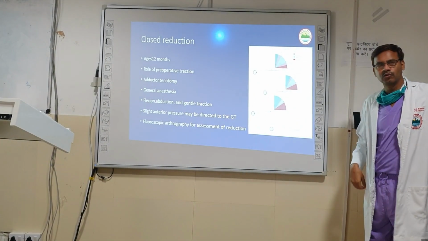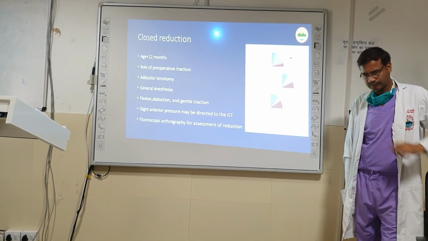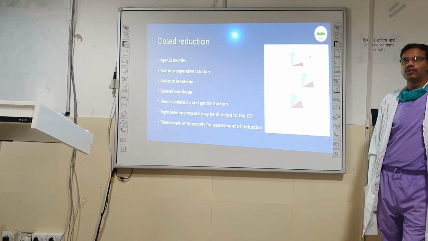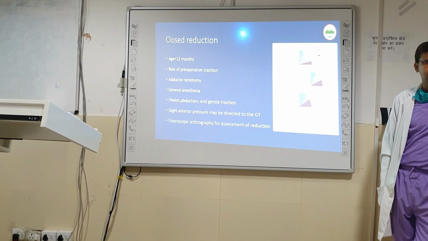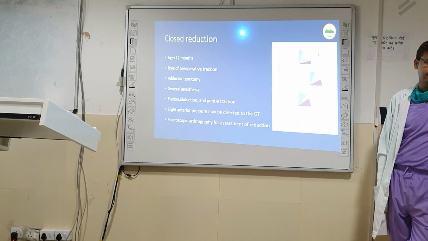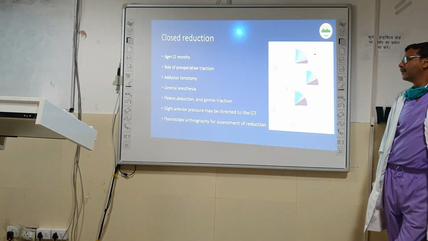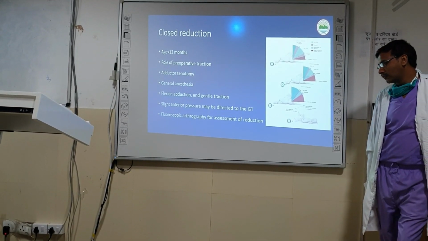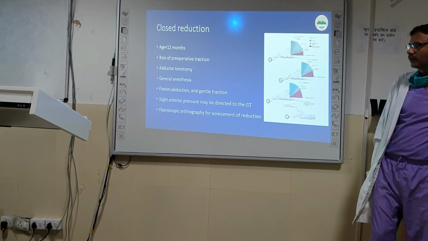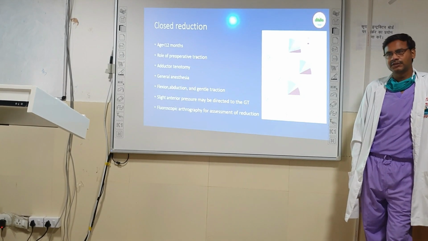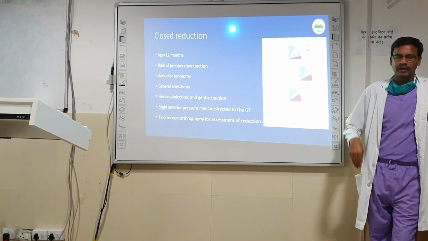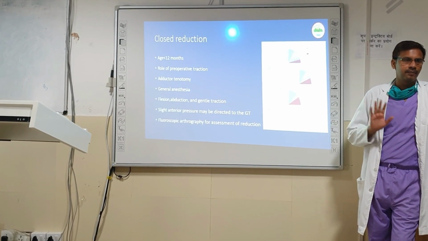Now we will talk about the closed reduction. Closed reduction is possible usually up to only 1 year of age and sometimes up to 1.5 years of age, but rarely. Now there are some schools of thought which say that there is a role of pre-operative traction. Some studies favor it and some studies do not favor it. But at our institute we do not apply pre-operative traction.